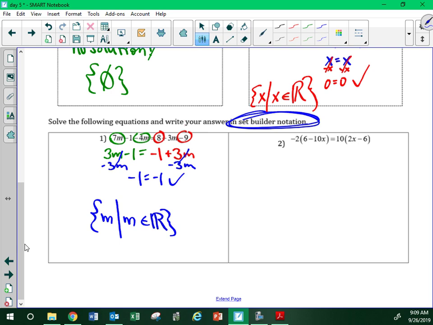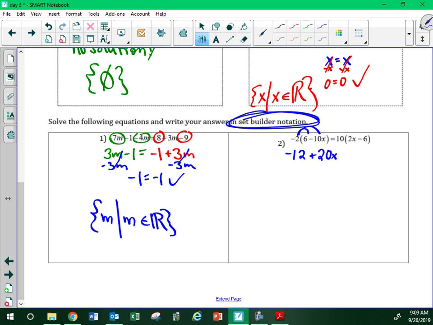Okay, let's go ahead and take a look at number 2. We have to distribute. What's negative 2 times 6? Negative 12. Negative 2 times negative 10 is positive 20.